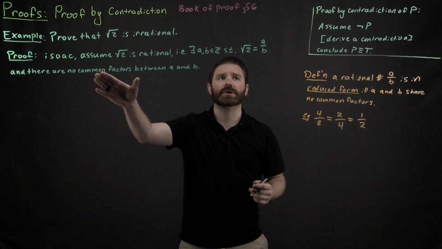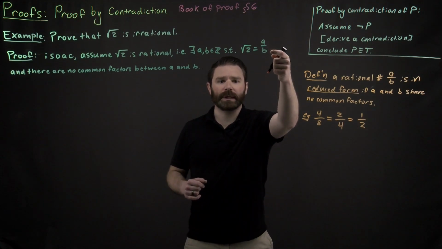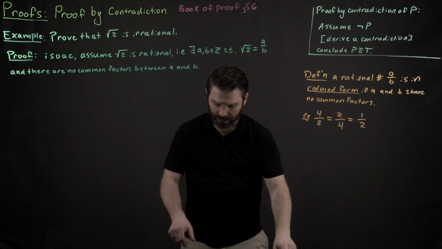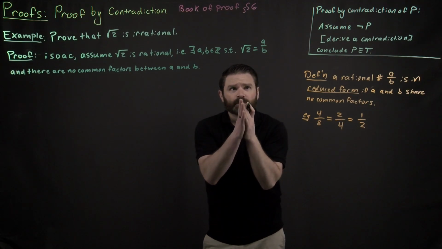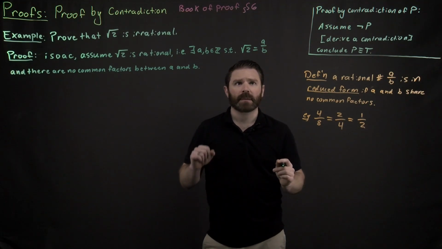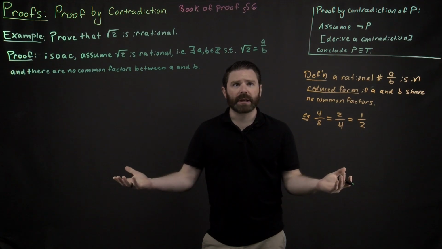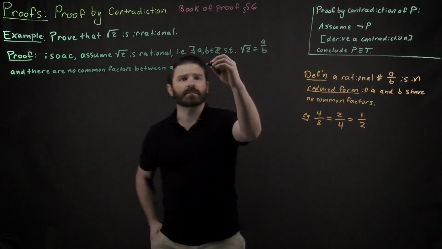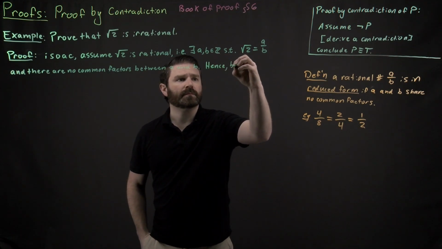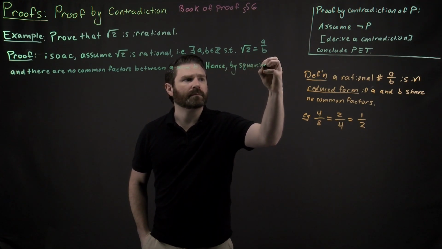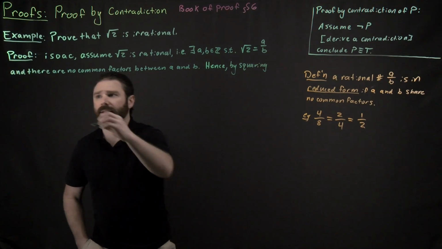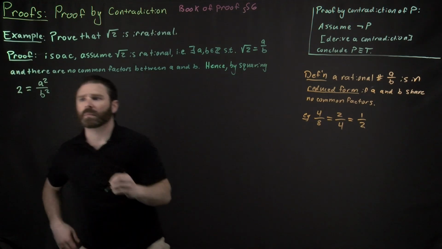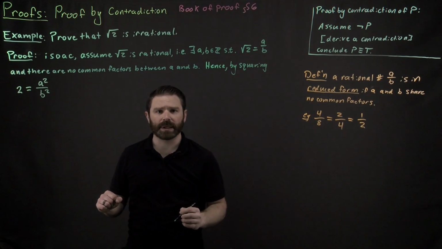So it's okay to assume that there are no common factors between a and b in our proof, because we know that that's already the case. So we have square root of 2 being a rational number. The first thing that I'm going to try doing is let's go ahead and just square both sides. If we square both sides, we get 2 equals a squared over b squared.